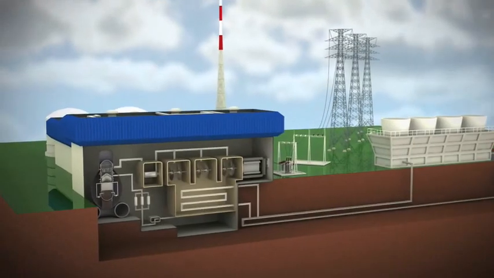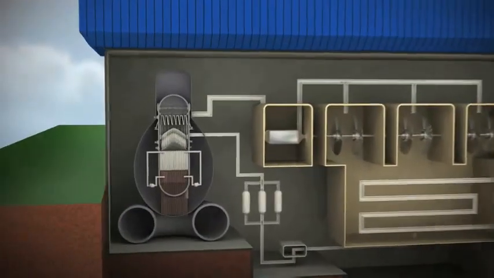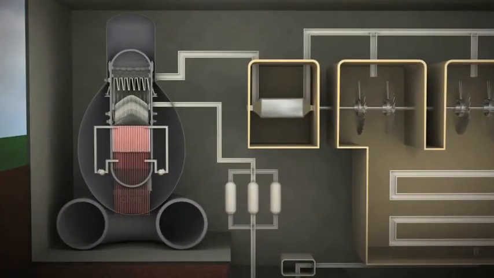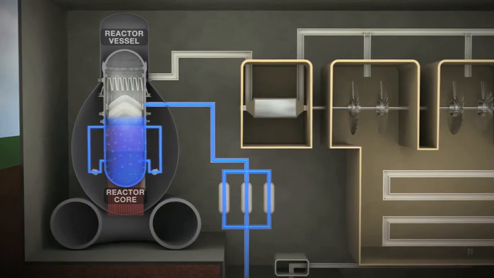The process of creating electricity using nuclear power begins with the splitting of uranium atoms in the reactor. This process, called fission, produces heat. In a boiling water reactor, the water surrounding the nuclear fuel is turned directly into steam in the reactor vessel.